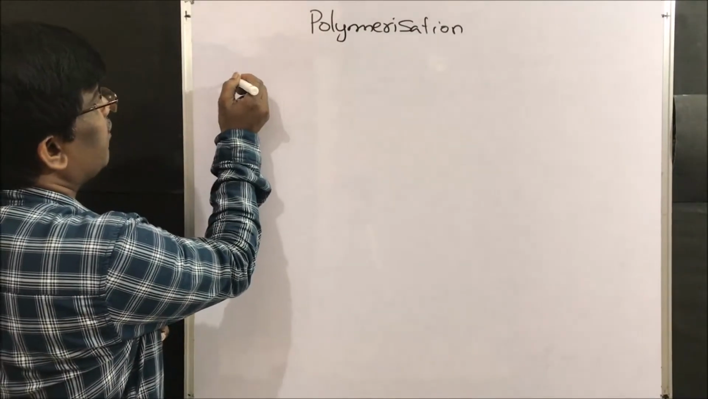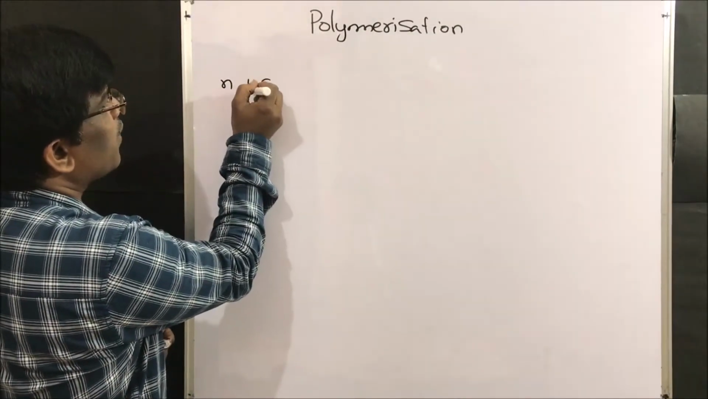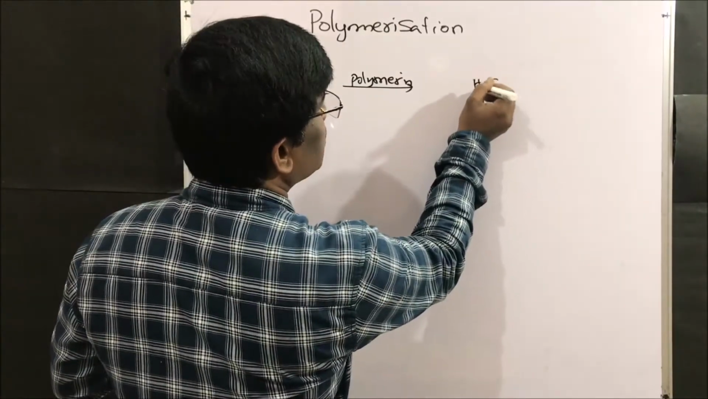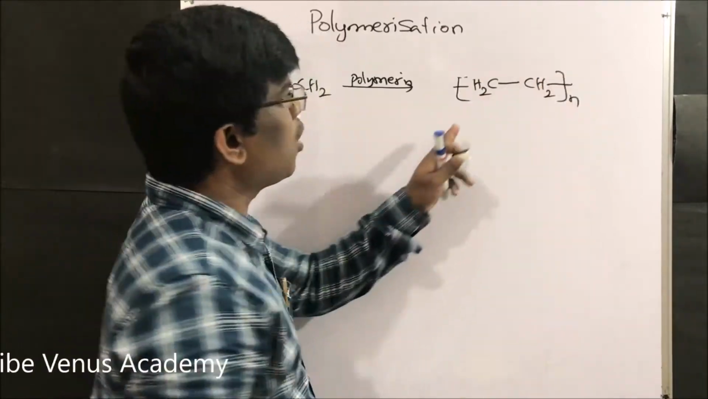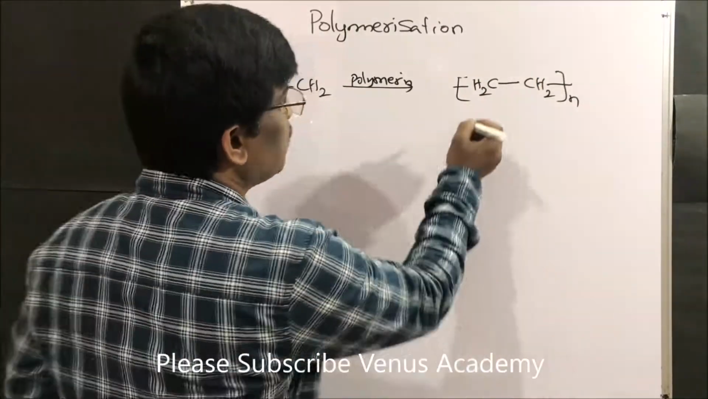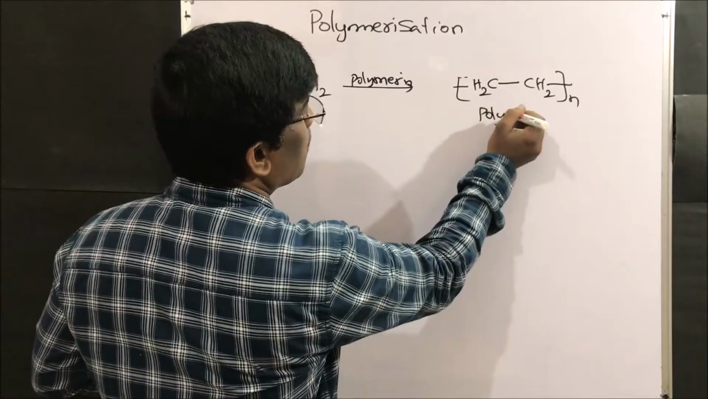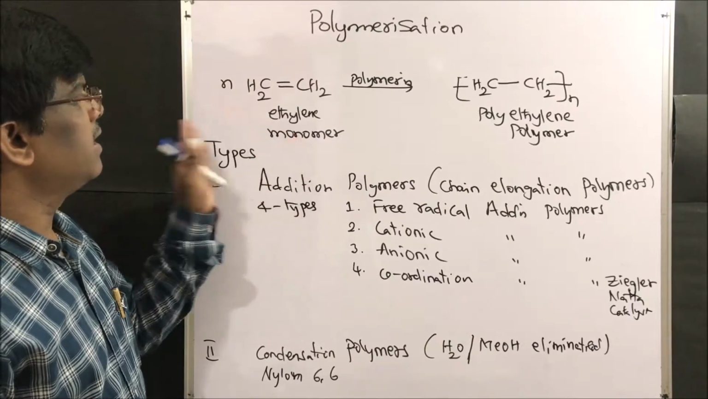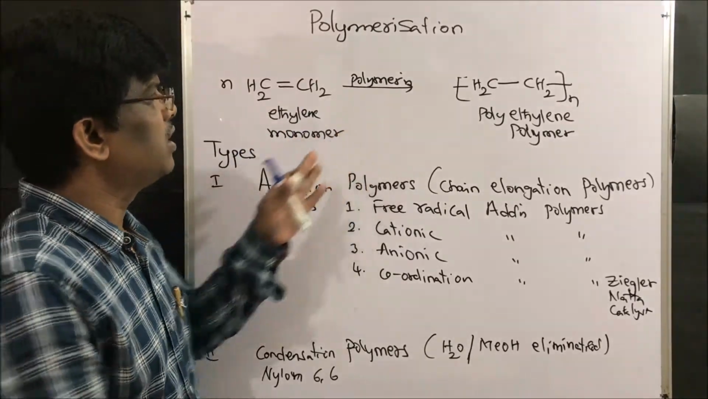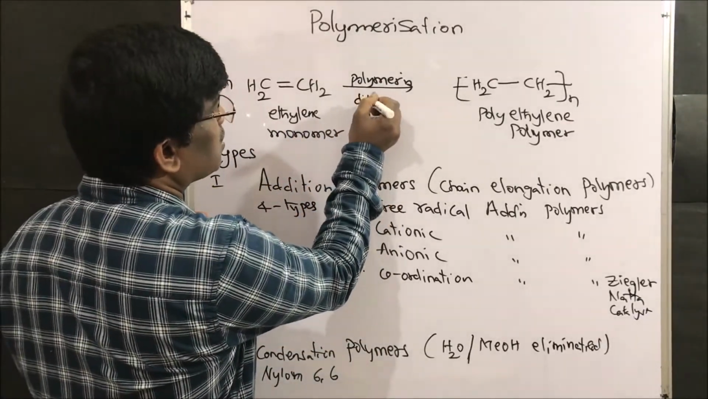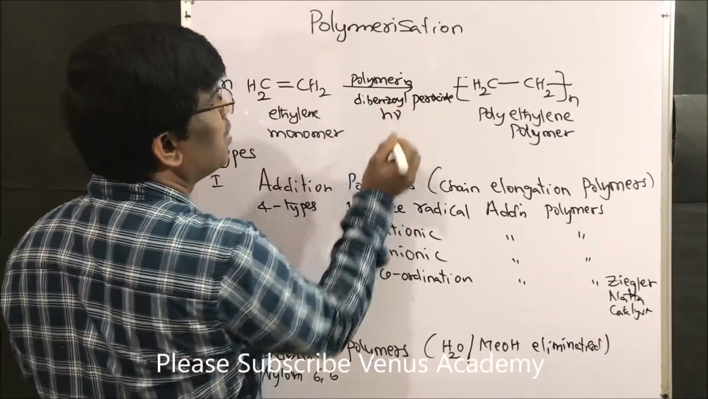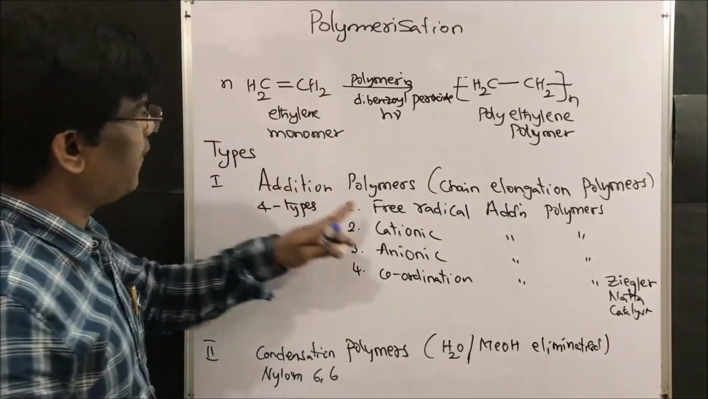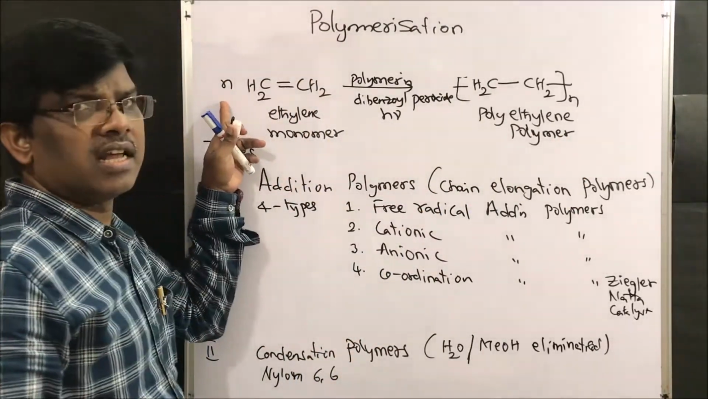Right friends, let us take one example. N molecules of ethylene upon polymerization give (CH2)n, the polymer. This is known as polyethylene polymer. So these are the polymers. For example, ethylene monomer upon polymerization with dibenzoyl peroxide and h nu takes place to give polyethylene. This is a polymer. It is a free radical addition polymerization reaction example.